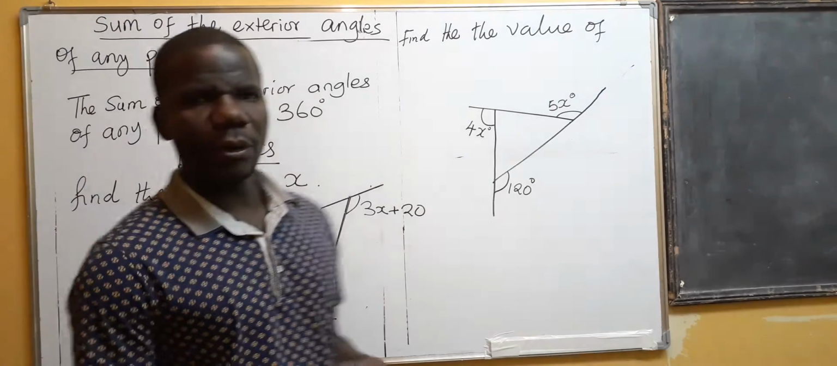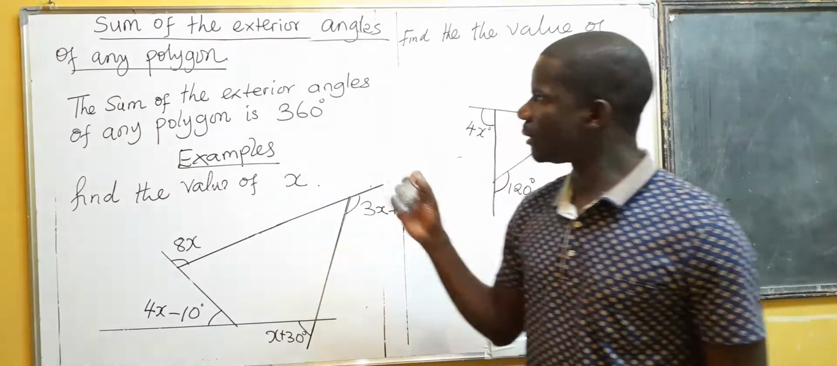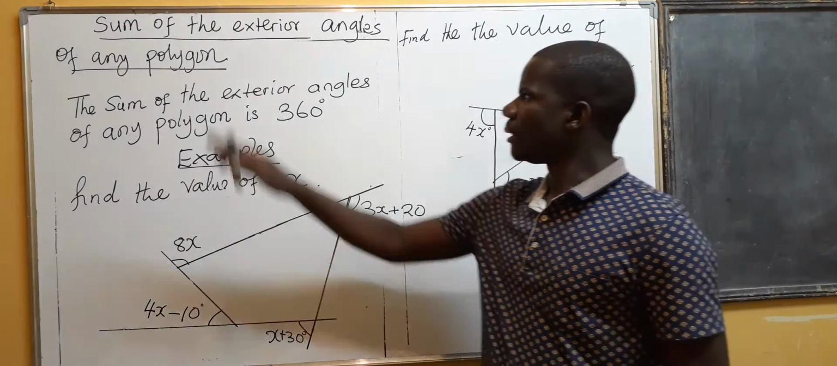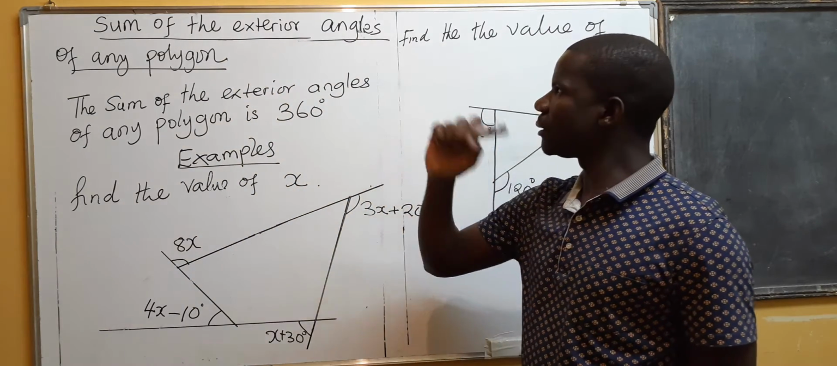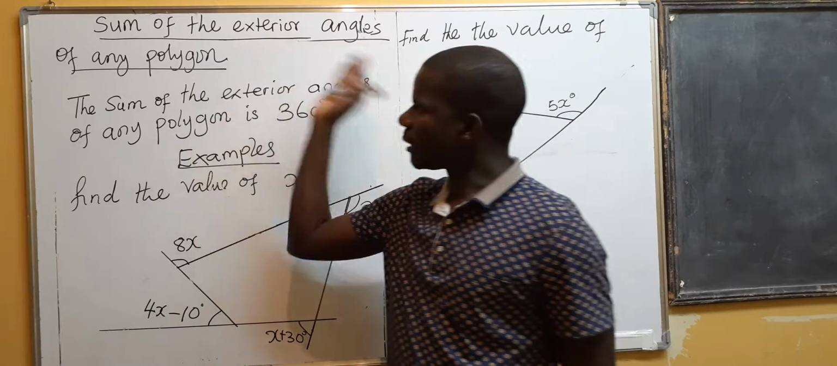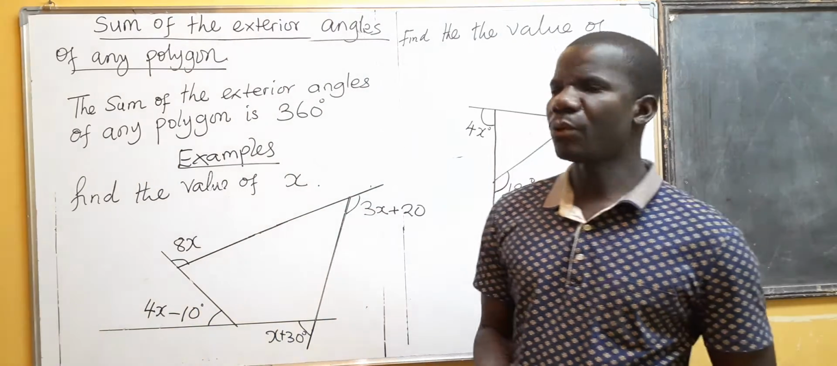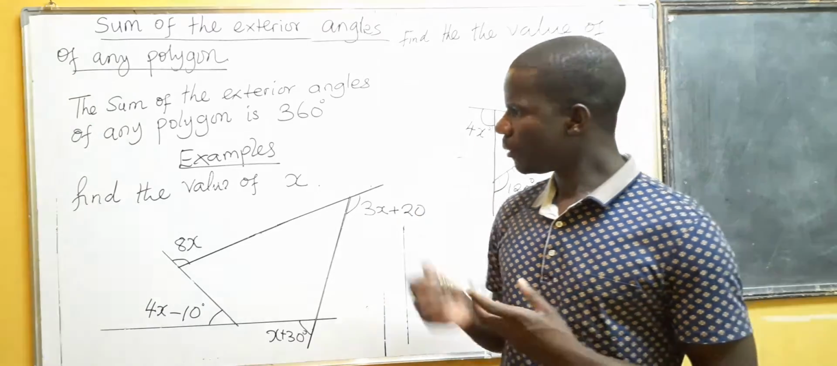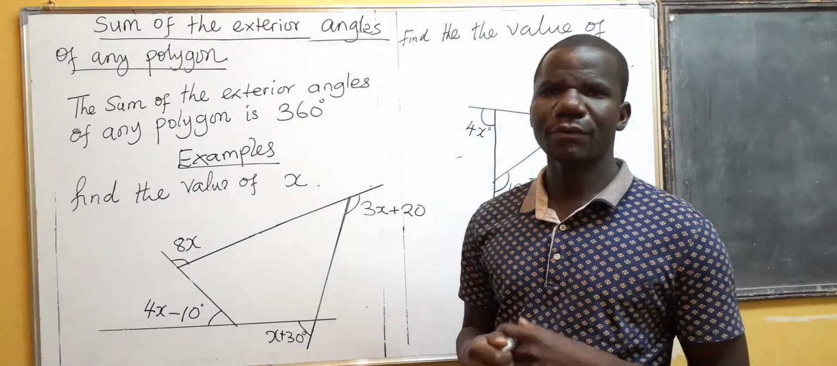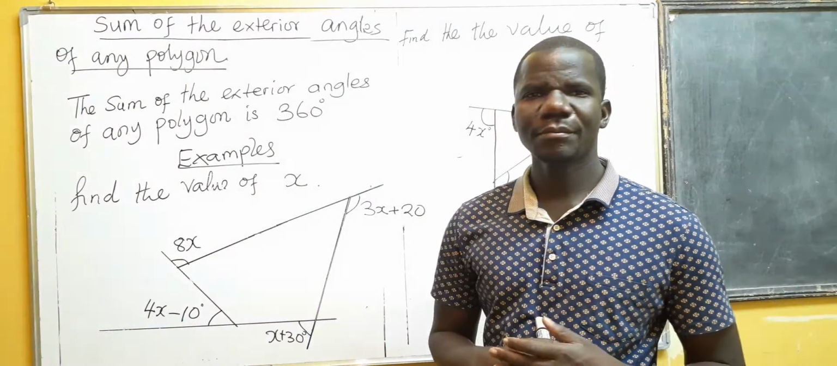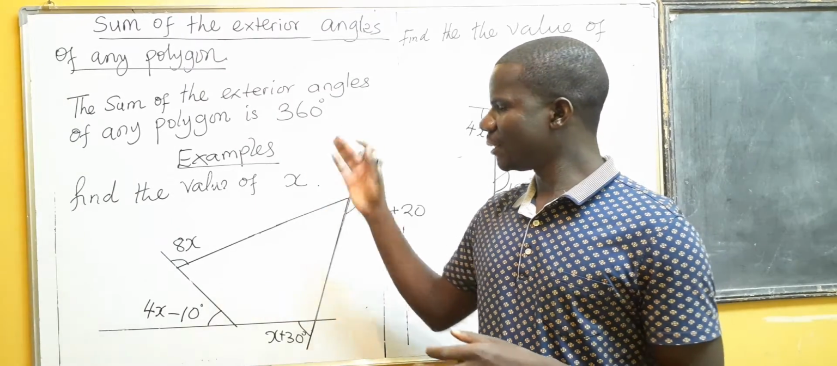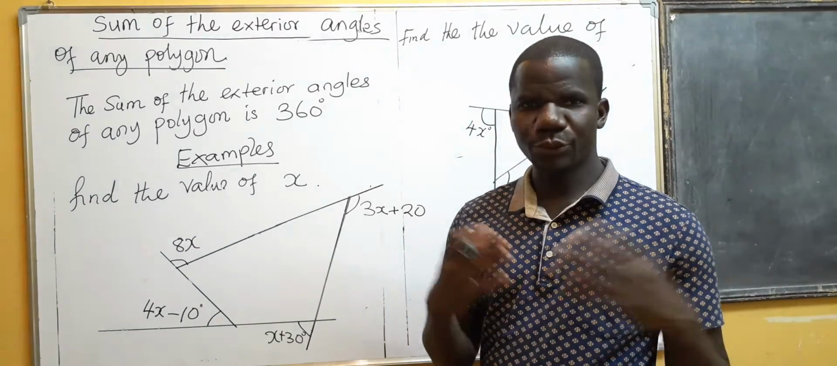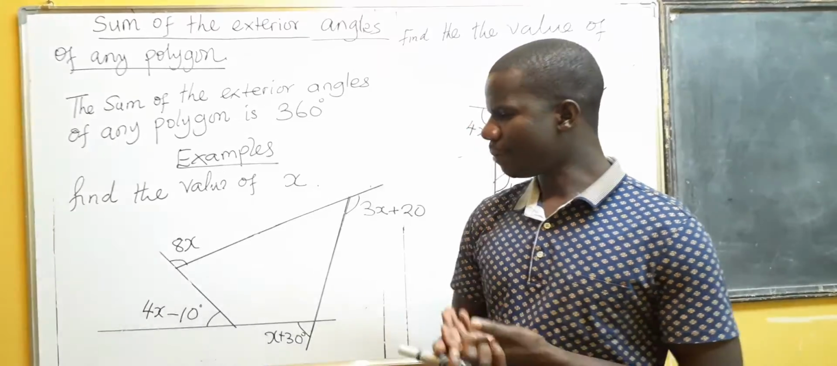Hello, welcome viewers and welcome learners to this lesson where we want to look at the sum of exterior angles of any polygon. This lesson is meant for the children that are preparing for their grade 9 exam, because this is found in the junior and secondary syllabus.